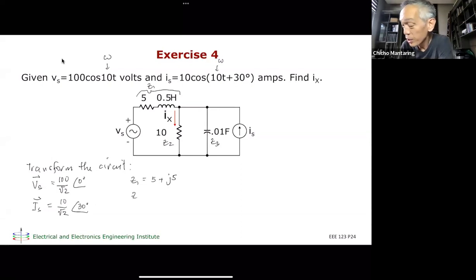Z2, which is a resistance, is just, by the way, this is ohms. No? Impedance is always ohms because it's a ratio of voltage to current. Z2 is 10 ohms. Z3, okay, this is minus J over omega C. Omega is 10, C is 0.01. So that means omega C is 0.1. 1 over 0.1 is 10. So this is minus J10. Okay, any questions so far?